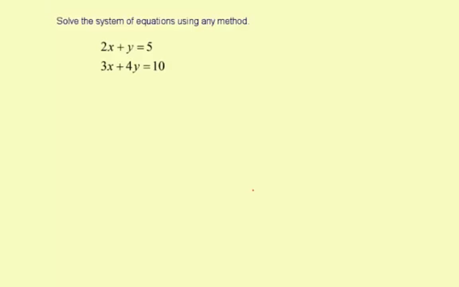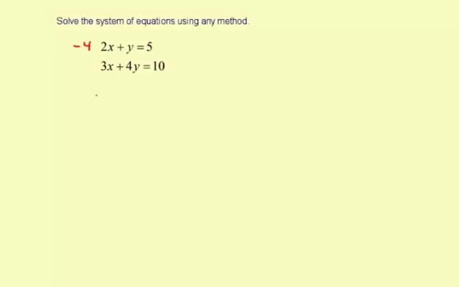Solve the system of equations using any method. Now looking at these two equations, I'm going to use the linear combination method because if I multiply the first equation by -4, I would have -4y, +4y, that makes 0y. So -4 times every term in the first equation.